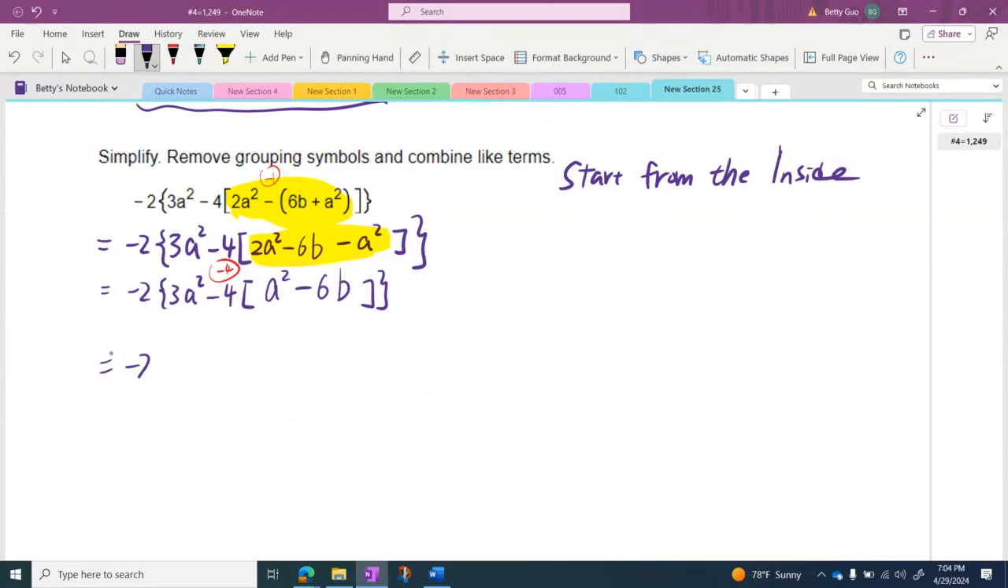So we are going to copy -2 and the braces, and then copy 3a squared, and then we're going to remove the bracket by multiplying -4 with the 2 terms in the bracket. -4 times a squared, -4a squared. 3a squared minus 4a squared, and -4 times -6b. If you are not sure, you have scratch paper, right? -4 times -6b, negative times negative, positive 24b.